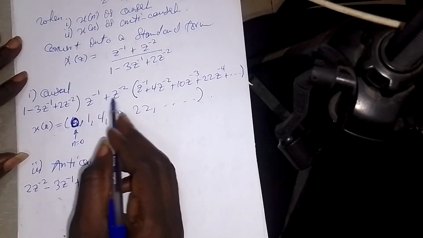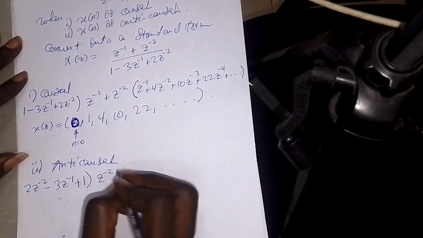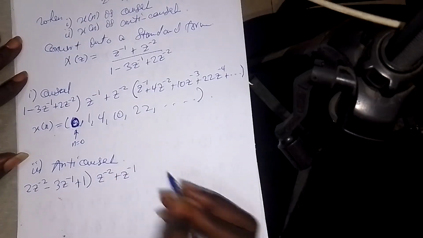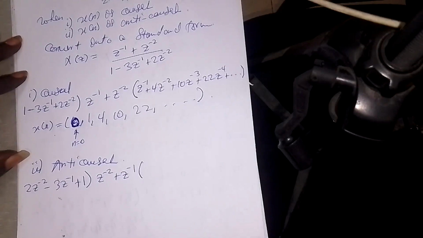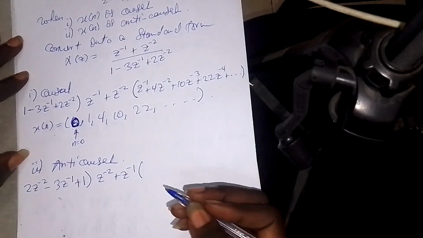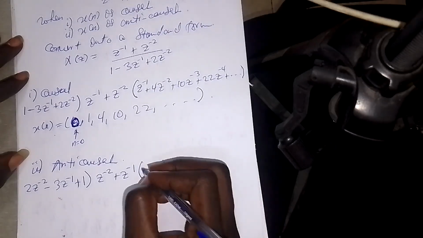And here also, you start with the lowest power: Z exponent minus 2 plus Z exponent minus 1. Then you can write your answer. I'll write the final answer so that when you do it, you can compare your final answer and see whether you are wrong or not.